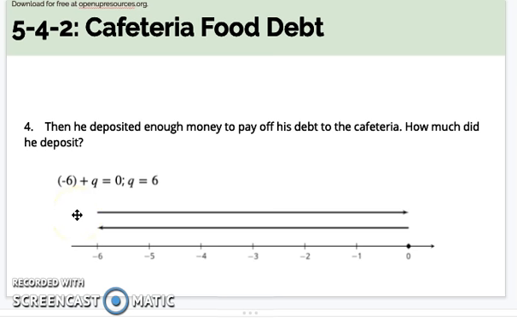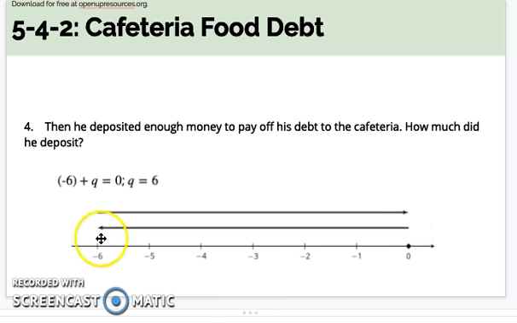Then going on from that negative $6, said he wanted to deposit just enough money to pay off his debt to the cafeteria. How much did he deposit? Well, if he's starting with negative 6, remember if you don't want those parentheses, you do not have to have those, plus Q, just a random variable, equals 0, because we want to have just enough money to pay off the debt. So when we do that, we get an answer of $6.